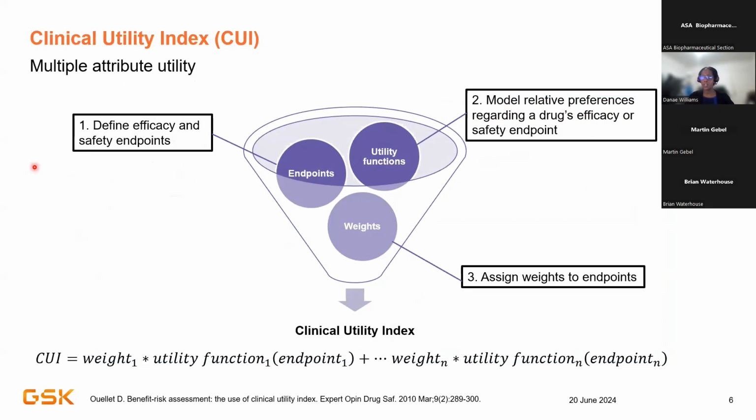So one of the quantitative methods that I'll introduce is called the Clinical Utility Index, or CUI. And that's an approach where you're combining your benefit and risk outcome into a single metric by using a utility function. So to break this down, if you take a look at the left, the first step is that you want to define your efficacy and safety endpoints. Then your second step would be to model the relative preferences regarding a drug's efficacy or safety endpoint as well. And then finally, you want to assign the weights to these endpoints. And then putting it all together, you'll have what's called a clinical utility index score.